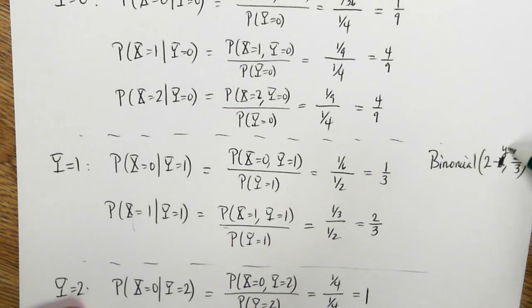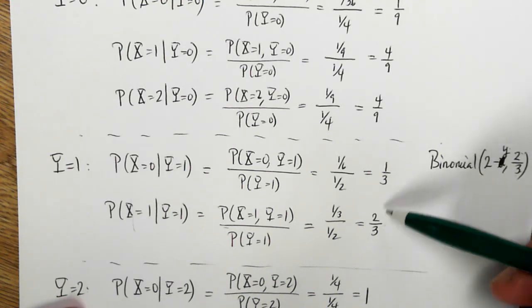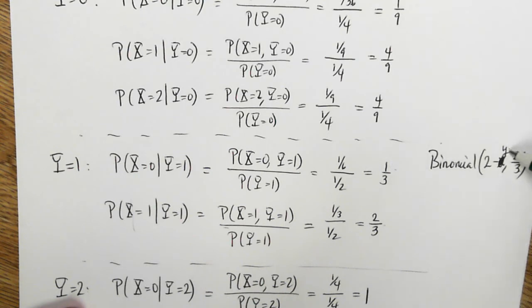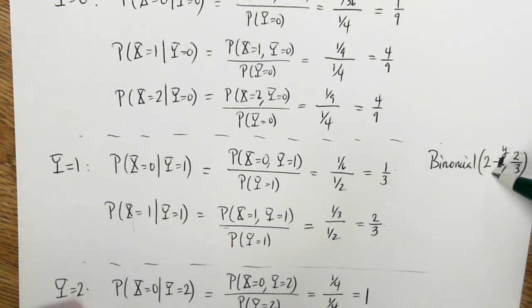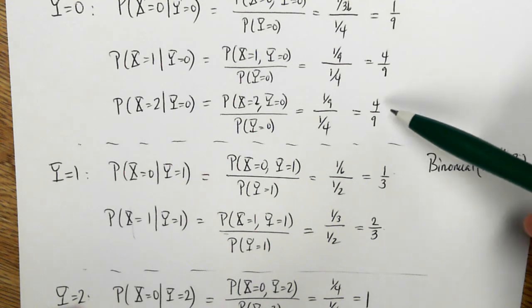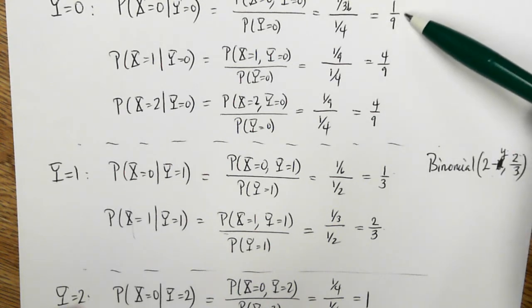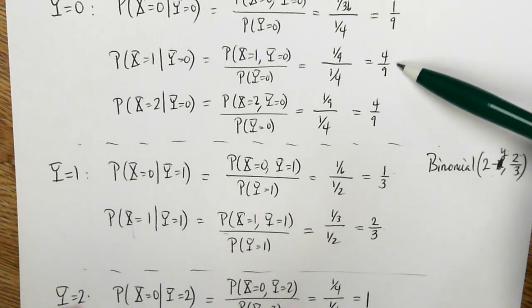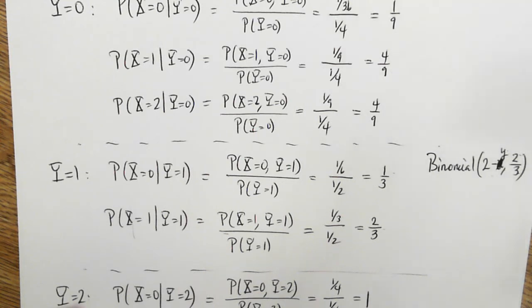If y equals 1, then you have 1 trial, 2/3 chance of success, so 2/3, 1/3 makes sense. If y equals 0, so that you have 2 trials, then the chance of 2 successes would be 2/3 squared. The chance of 0 successes would be 1/3 squared. And the chance of 1 success would be 2 times 2/3 times 1/3. So it works out again.